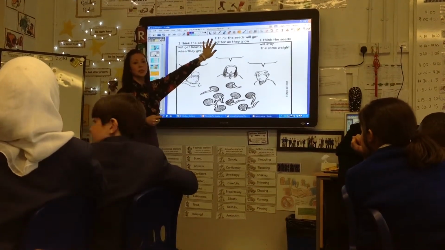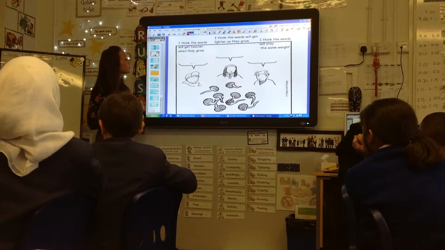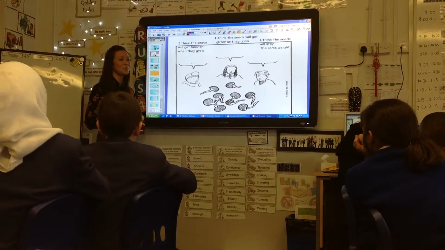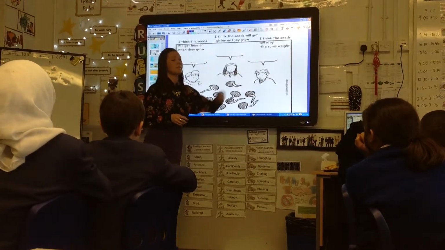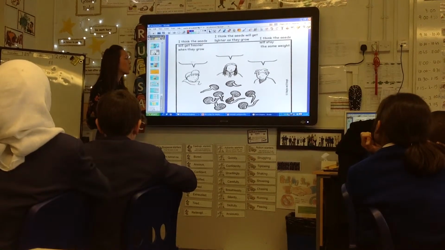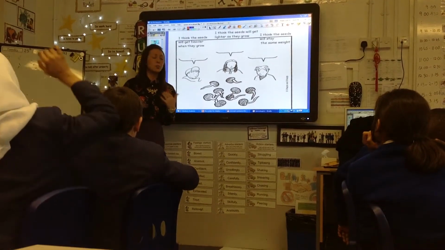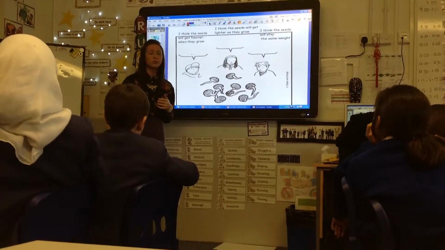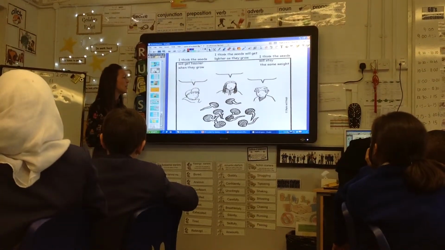Can you read this one out, please? I think the seeds will get lighter as they grow. Okay, and Lamre? I think the seeds will stay the same weight. Okay, so having a think, which one do you think is right? Your partner might think differently. Hands down, should we think for a moment? And maybe actually, are they all wrong?